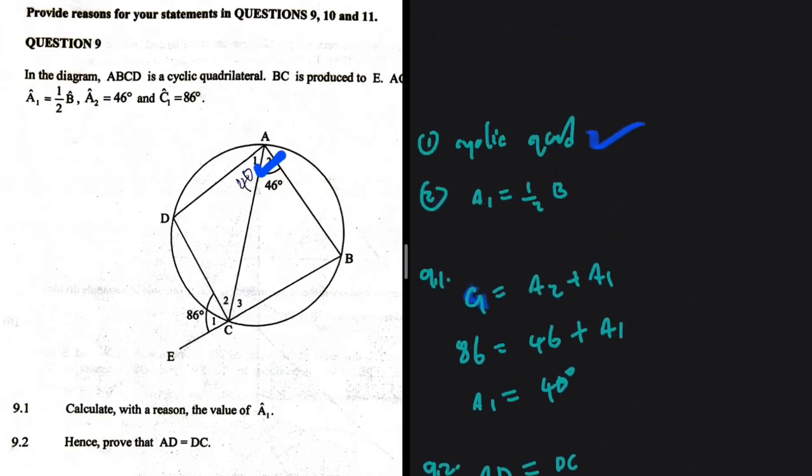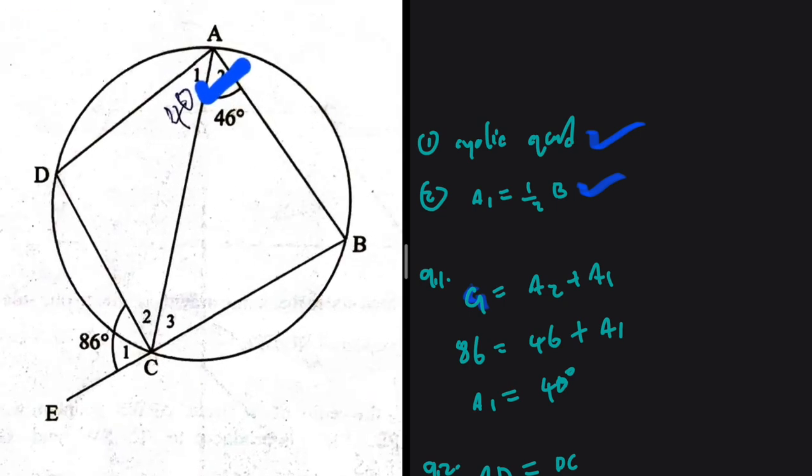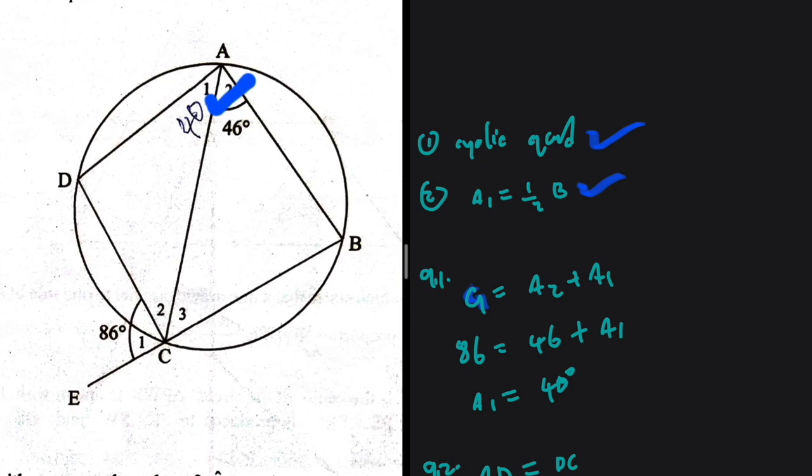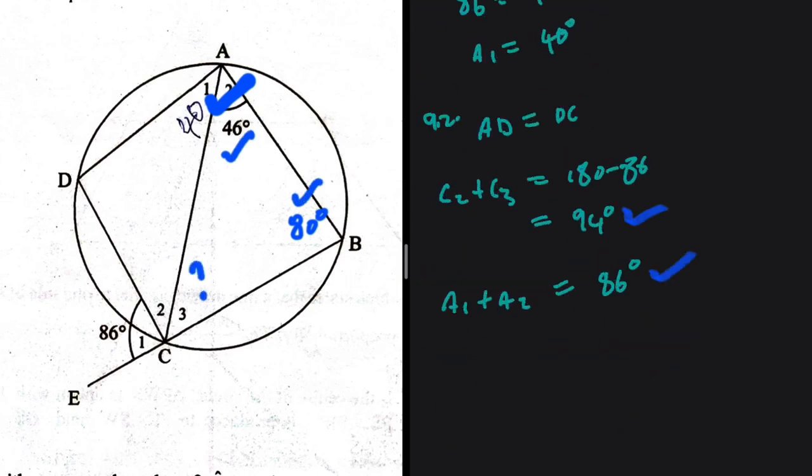So we know that A1 is half angle B. So A1 is 40 degrees, right? So angle B should be 80 degrees because A1 is half angle B. So here we have 80 degrees. Okay, so how can we use that therefore? Well, we have A2, which is 46. We have B, which is 80. So we should be able to find C3, right? Using the sum of angles on a triangle.